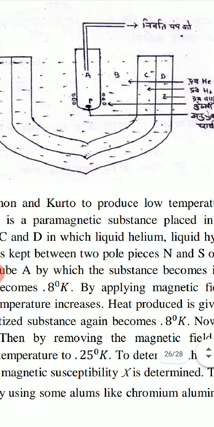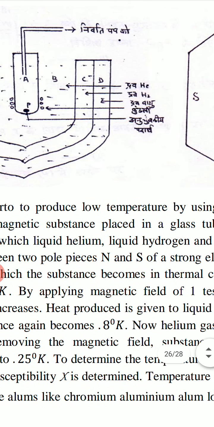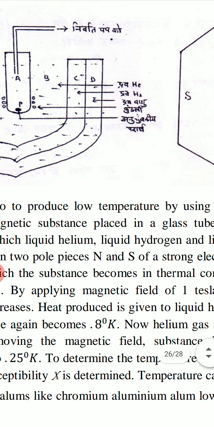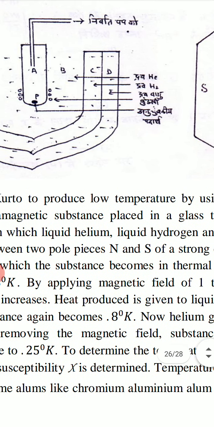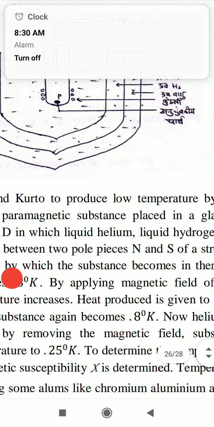This process is adiabatic because helium gas is now removed from tube A and the paramagnetic substance is placed inside a vacuum. So this is the process of adiabatic demagnetization. The magnetic field is removed, and the paramagnetic substance P is demagnetized.